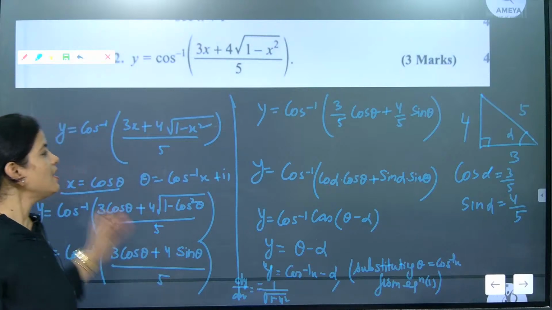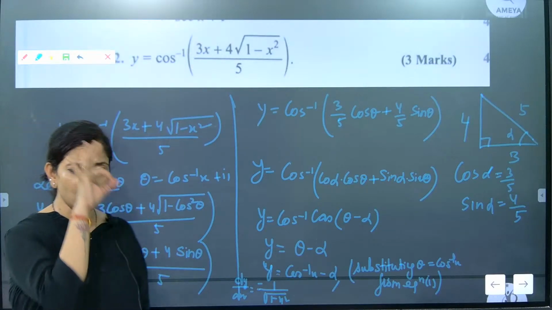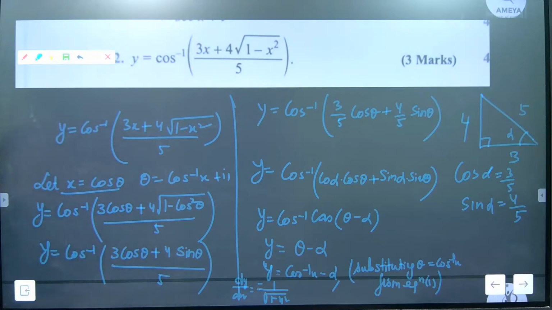Okay, now fine. Please kindly pay attention and start solving the question. So this is one of the most important questions of CBSE.